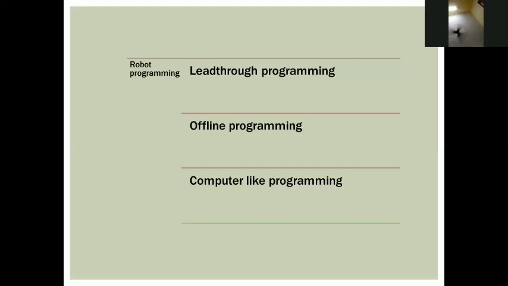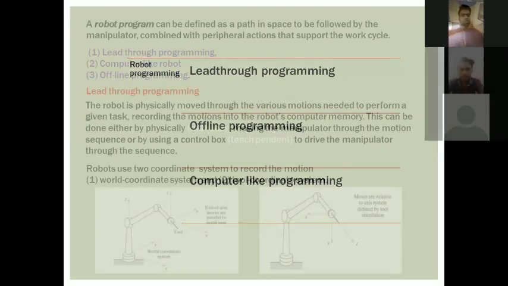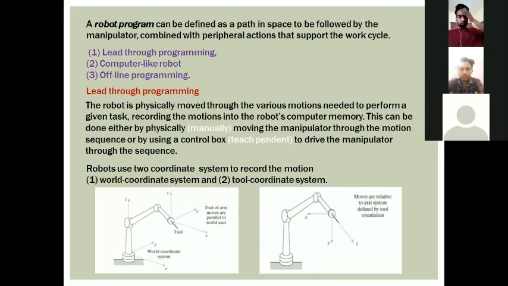So robot programming is quite different from computer programming. That is what we call lead-through programming. What I mean by lead-through programming is that we lead or move the end effector of the robot in the same fashion in which it is supposed to carry out the work. That method we call lead-through programming.